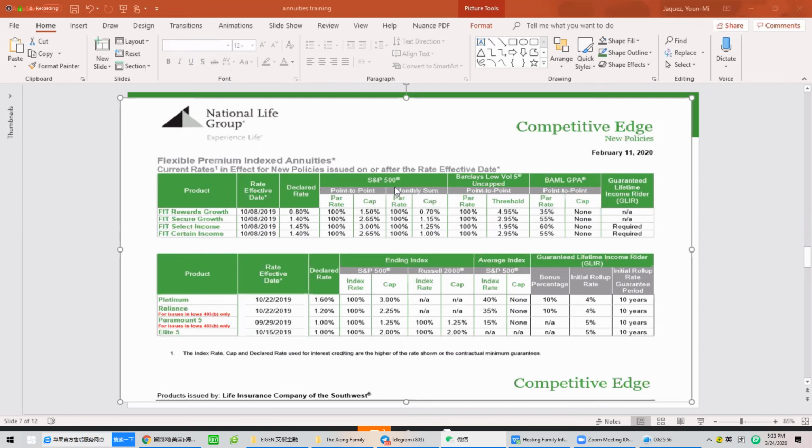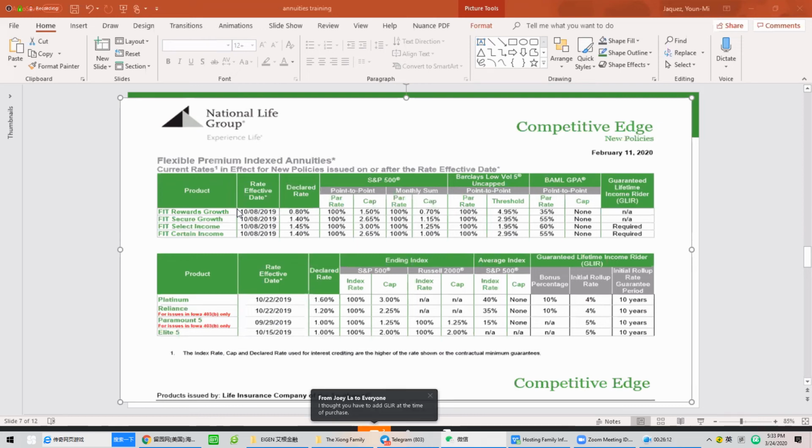Okay? And so between Fit Rewards Growth and Fit Secure Growth, you can see Rewards Growth has a 5% immediate bonus, which everyone thinks, wow, you get that guaranteed 5% bonus, so this is a better product.